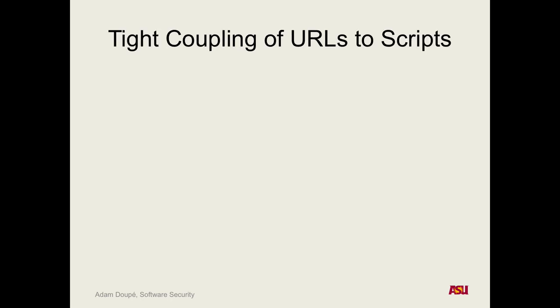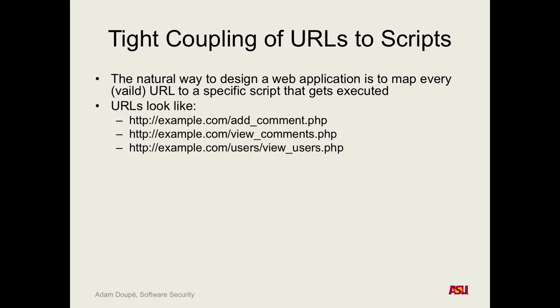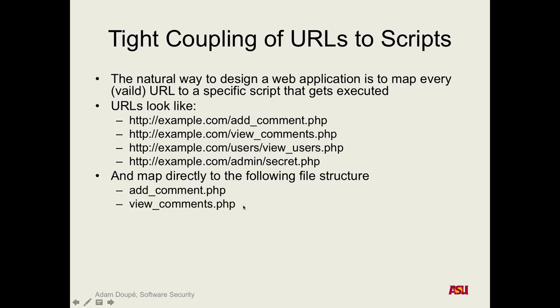The other thing that PHP has is this really tight coupling of URLs to scripts. By default, PHP maps every valid URL to a specific script that gets executed. So URLs look like this, example.com/add_comments.php. This would map directly to your web root, which is typically /var/www, maybe /var/www/html, and then add_comment.php or view_comments.php or users/view_users/admin_secret.php, and would map exactly to this file structure. Is this a good thing? What do you think? Why not? You can change the URL and execute any PHP. Yeah, so like I said, there's this admin_secret.php. Maybe I don't want somebody to execute that, right?